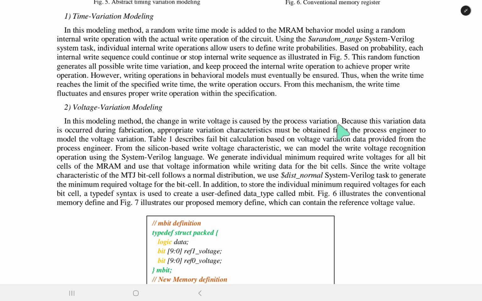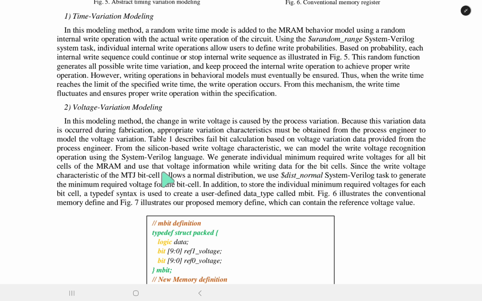Because of this variation data that occurs during fabrication, appropriate variation characteristics must be obtained from the process designers to model the voltage variation. Table 1 describes the fail bit calculation based on voltage variation data provided from the process engineer. From the silicon-based write voltage characteristic, we can model the write voltage variation operation using the SystemVerilog language. We generate individual minimum required write voltage for all bit cells of the MRAM and use that voltage information while writing data for bit cells.